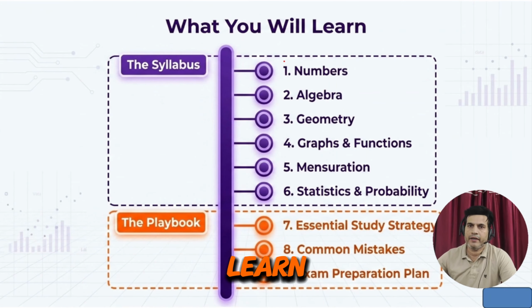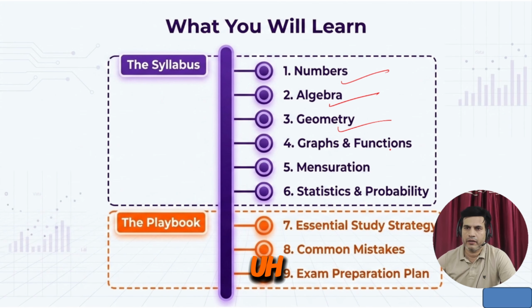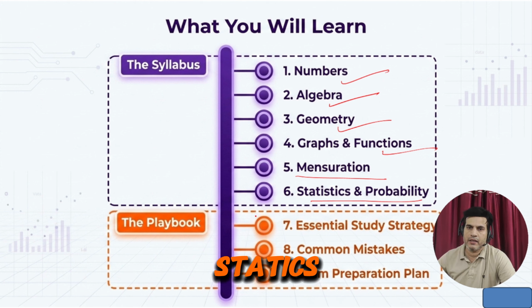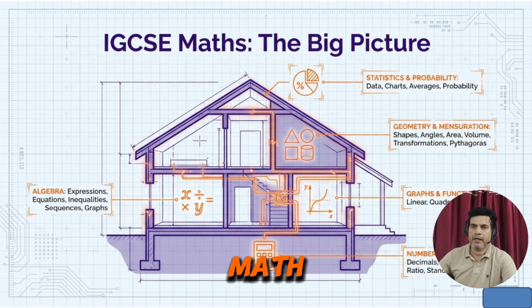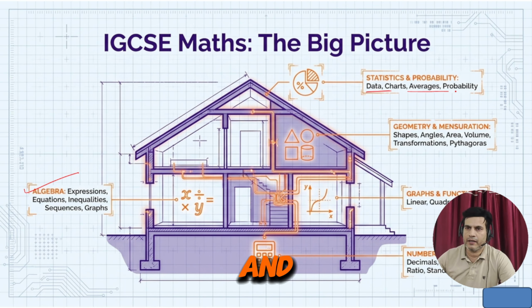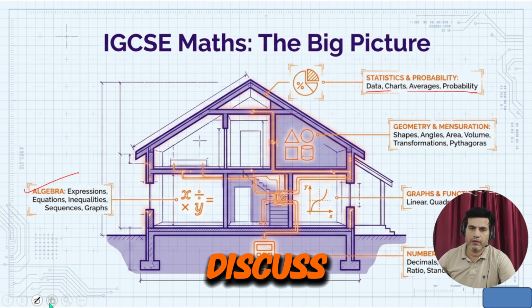So what we will learn in the syllabus: we have number, then algebra, then geometry, then graphs and function we will do, and this part mensuration, statistics, and essential study strategy like common mistakes and exam prep in this PDF. So IGCSE Math, the big picture you can see: algebra part, expression, equation, inequality, sequence and graphs, then statistics and probability, data, chart and average, probability we will discuss.